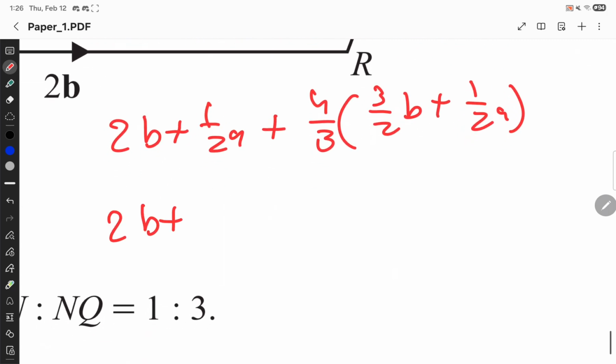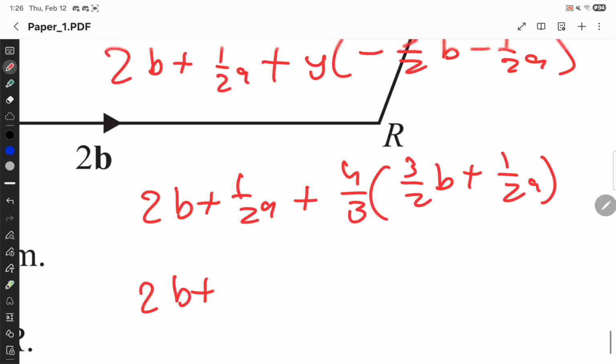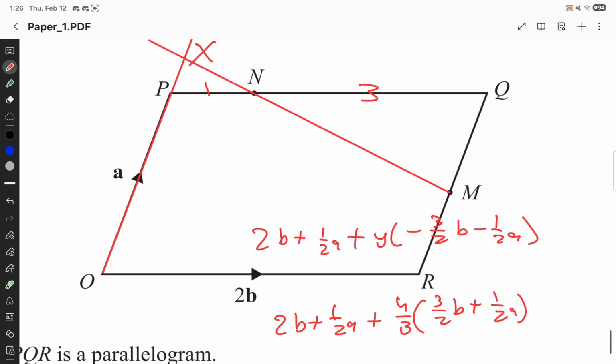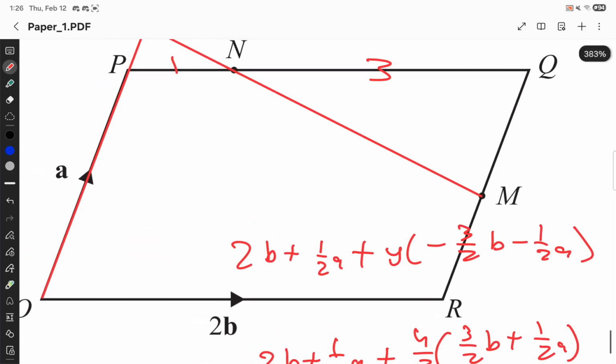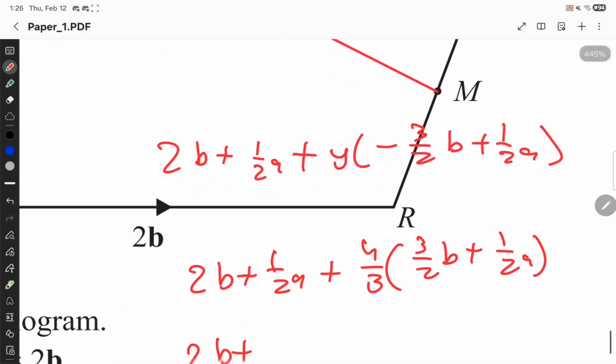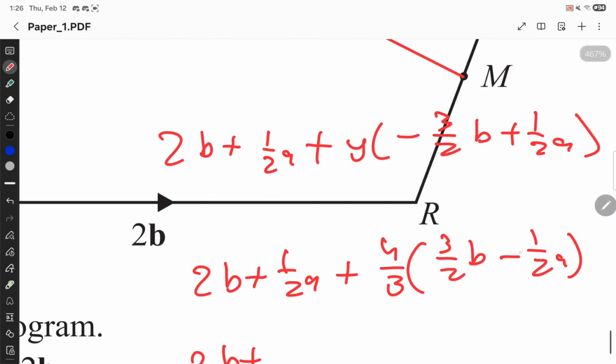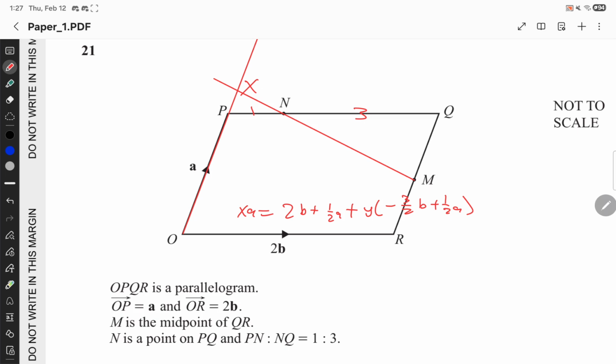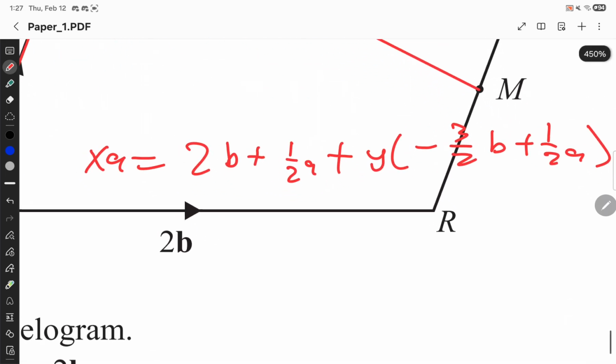So this is 2b plus, this won't cancel out, by the way. Yeah, this won't cancel out. So that means this is also somewhat wrong because this is positive a, you know, a half. So this is like this. I know it's wrong on so many levels. So with that mistake, we just calculate y and x again.